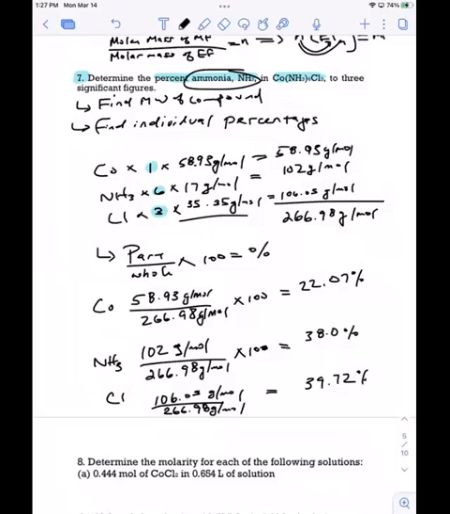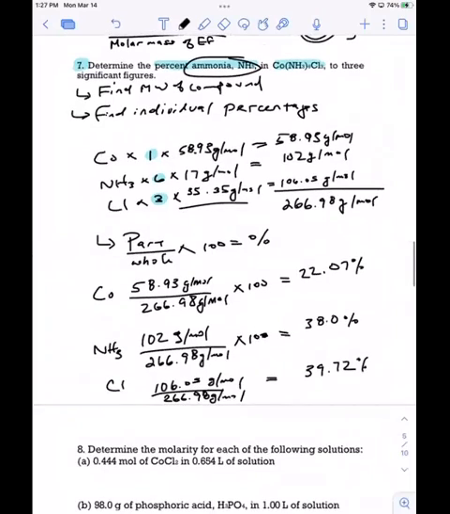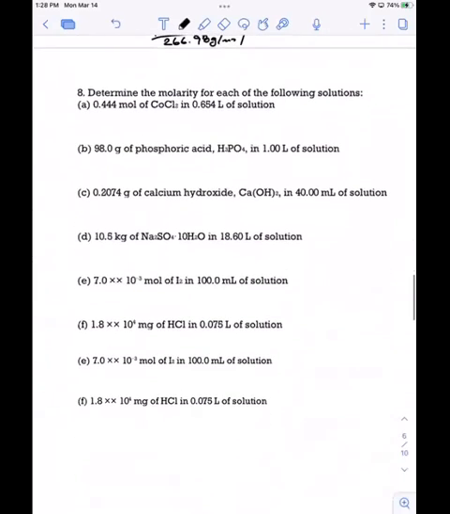All right, let's go to number 8. Let's have questions about number 7. All right, let's go to number 8. And number 8 is we're shifting gears now, dealing with molarity, right? And I think we did some molarity questions in class.